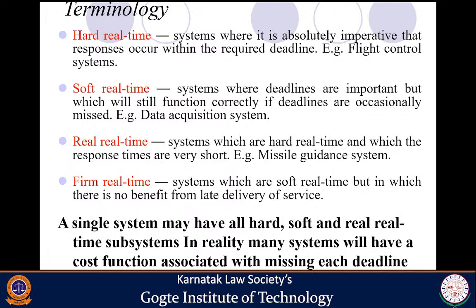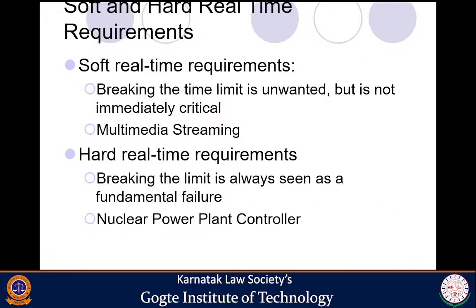Generally, what happens is a cost function is associated with missing each of the deadlines. Now, there are various requirements for a soft and hard real-time system. In the case of a soft real-time system, breaking the time limit is unwanted, but is not critical immediately. So your multimedia streaming applications come under this. Whereas a hard real-time system is one wherein breaking the limit will ultimately cause a failure. So a nuclear power plant controller is your hard real-time system.